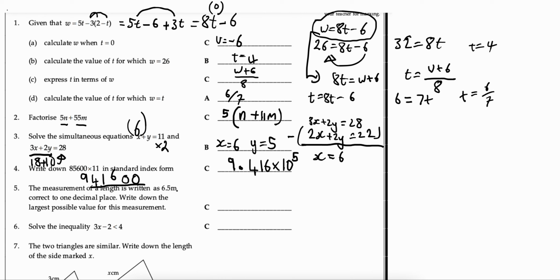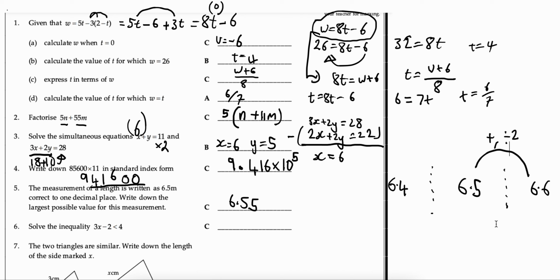The measurement of a length is written as 6.5 meters, correct to 1 decimal place. So if we have 6.5, that means the next measurable value will be 6.6. And the previous measurable value will be 6.4. Now, to find the largest possible value, you need to find the halfway point, and the smallest possible value will be the halfway point here. So halfway between 6.5 and 6.6 will be 6.55. If you ever get confused by complicated numbers here, just remember, add these two numbers on your calculator and divide by 2, and it will tell you exactly what the midway point is.